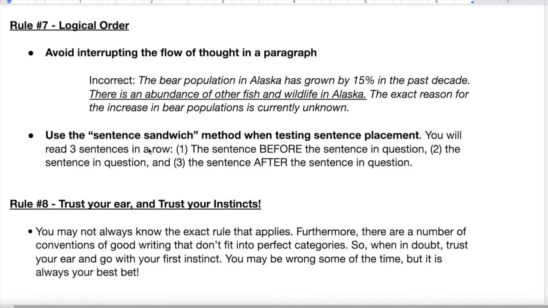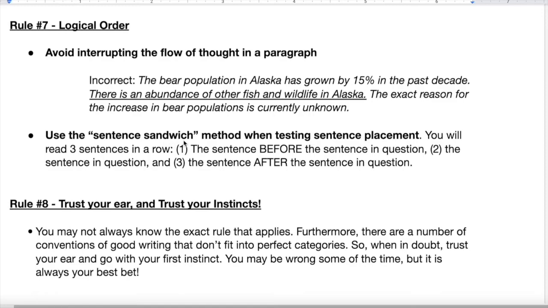You're going to use a method I call the sentence sandwich method. Don't freak out if you don't understand this right now. I'm tempted to even just skip over this and go over this when we see a question. But basically, I'm not going to spend time on it right now. When they're testing you on the placement of a sentence in a paragraph, you'll use this method.